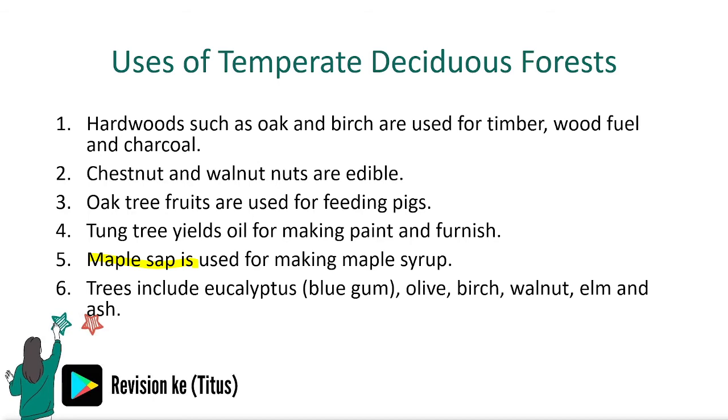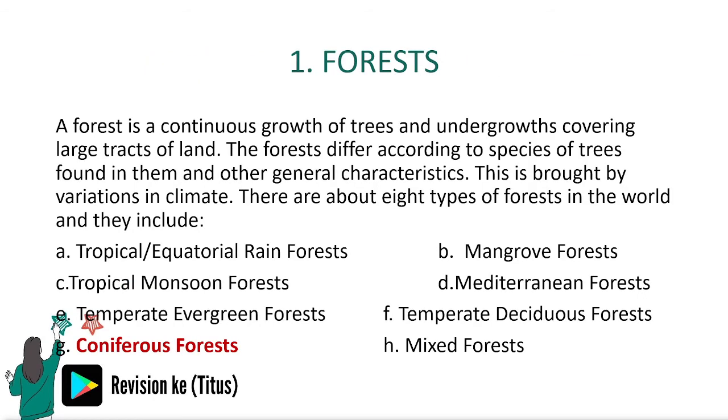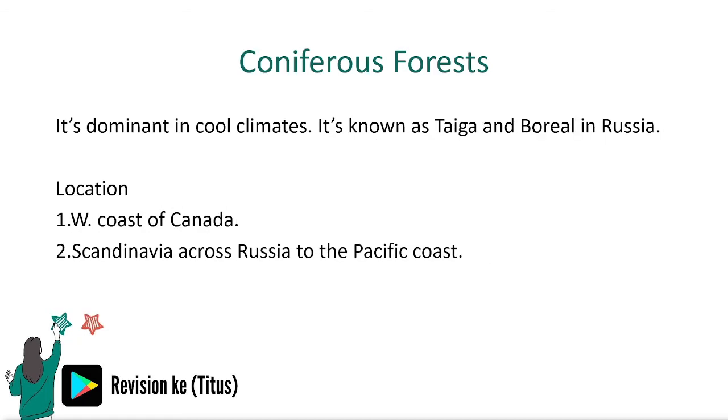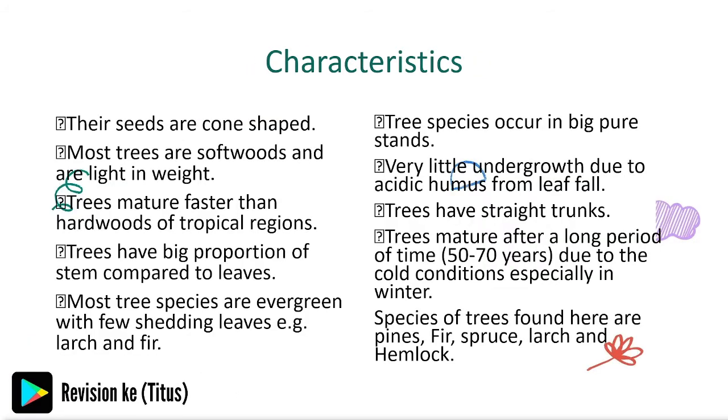So let's look at the coniferous forest. It is dominant in cool climates, also known as the taiga and boreal in Russia. So what are the characteristics? Their seeds are cone-shaped. So most trees are softwoods and are light in weight. Trees mature faster than hardwoods of tropical regions. So trees have a big portion of stems covered compared to leaves.